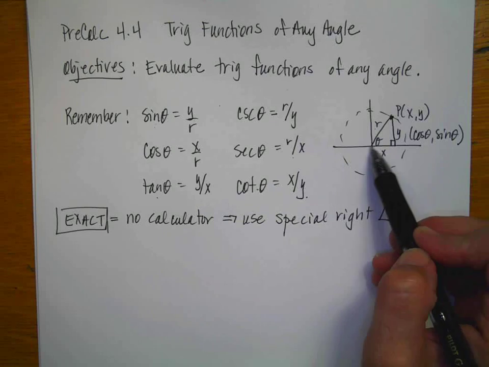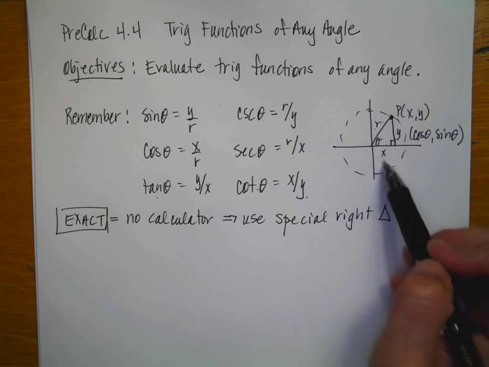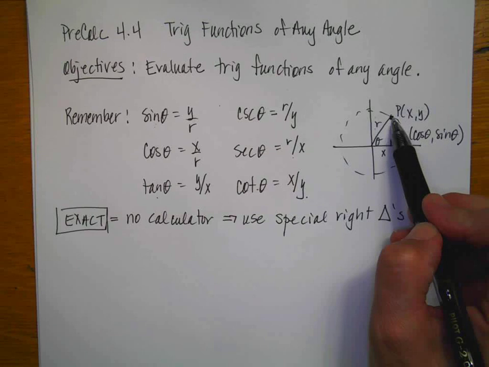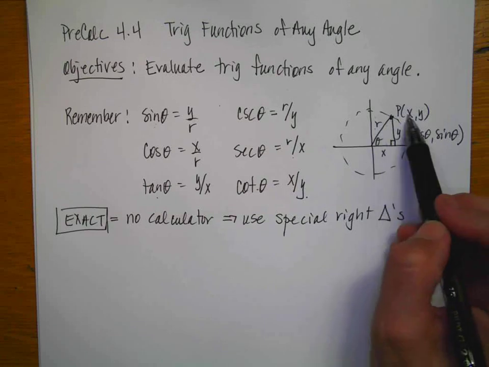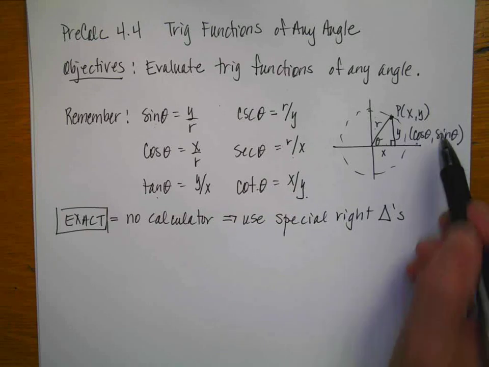So remember, in the unit circle, the radius is 1. Okay. My triangle that I do math on sits on the x-axis. I never do math up here. X, Y, and R. If this is a point, it is a point of intersection between the triangle and the unit circle. It has coordinates x, y, which means that it also has coordinates cosine of theta, sine of theta.